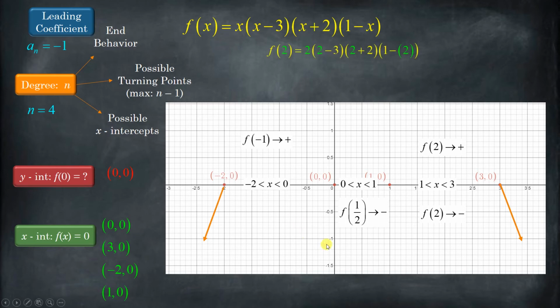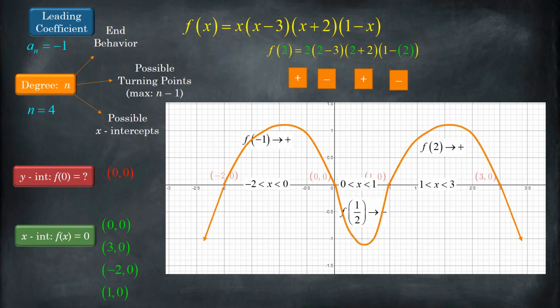Let's plug in a 2, because 2 is between 1 and 3. You can pick any number you want in between 1 and 3. Any number you want to pick, you pick. So I picked 2 because it's easy. We got a positive times a negative times a positive times a negative. That's, of course, a positive number.